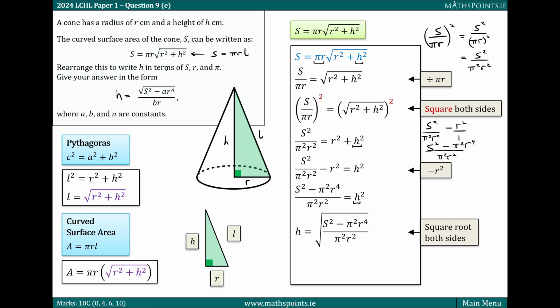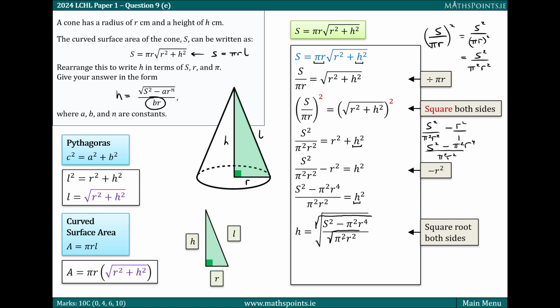We have written h in terms of s, r, and pi, but they want it in a particular format. And if you look at the format that they're looking for, they don't have a surd on the bottom. So what we're going to do is say that the root of s squared minus pi squared r to the power 4 over pi squared r squared, we can separate that into the surd of the top over the surd of the bottom.